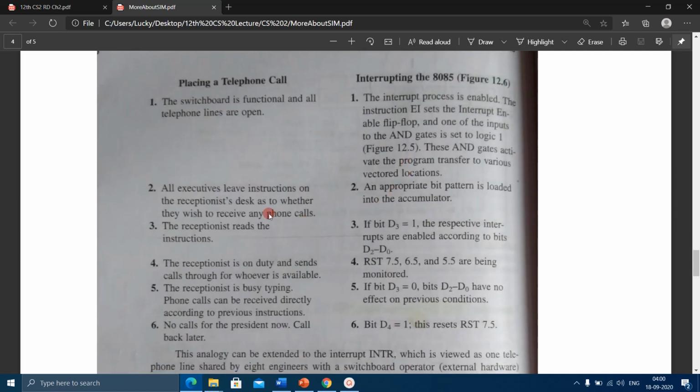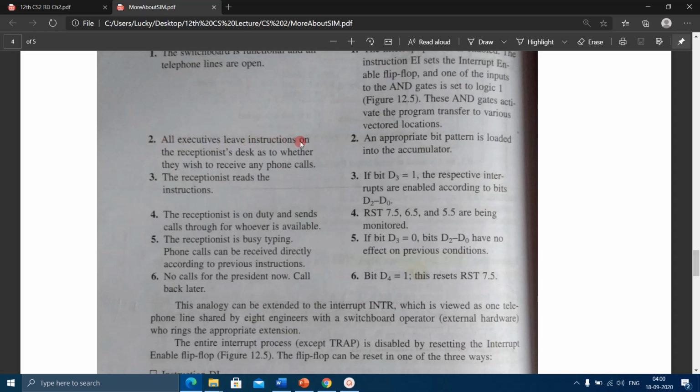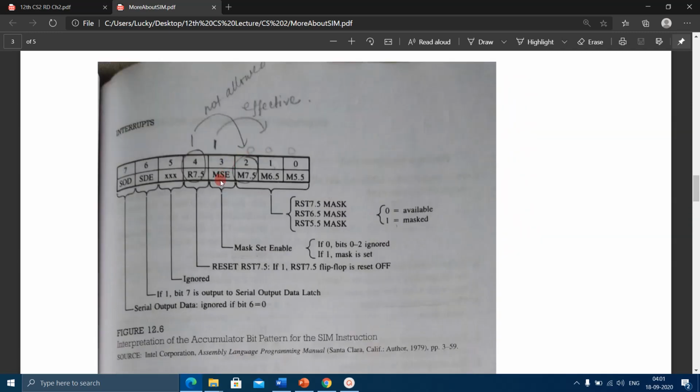Now next, all executives leave instructions on the receptionist desk as to whether they wish to receive any calls. So the instructions will be given to the receptionist whether the executives will receive the call or not. When the receptionist is present, that means MSE is 1. When it is 1, then these are the instructions below this. If this 7.5 is 0, that means the president is available to take the calls. The president will attend the call.